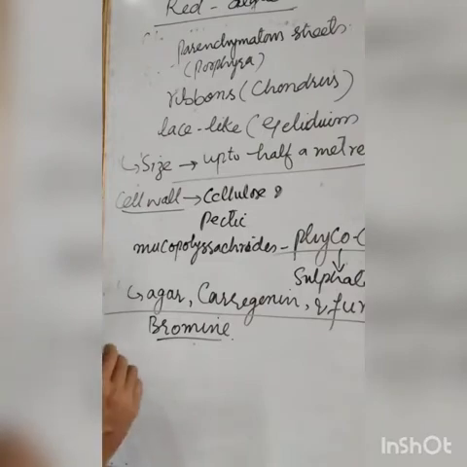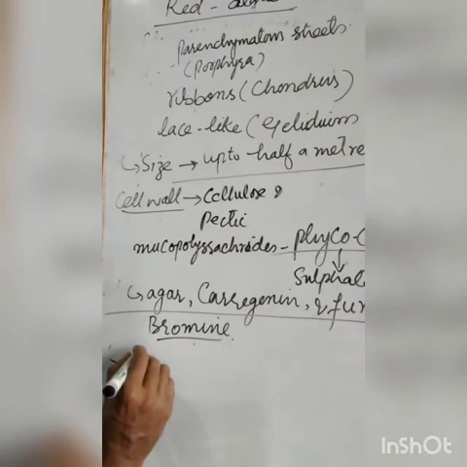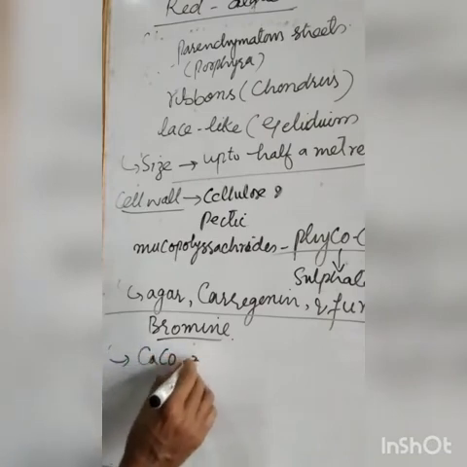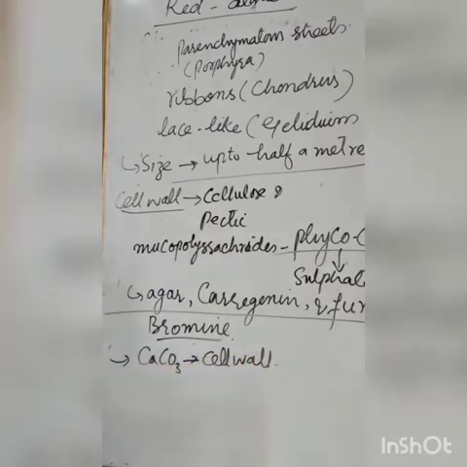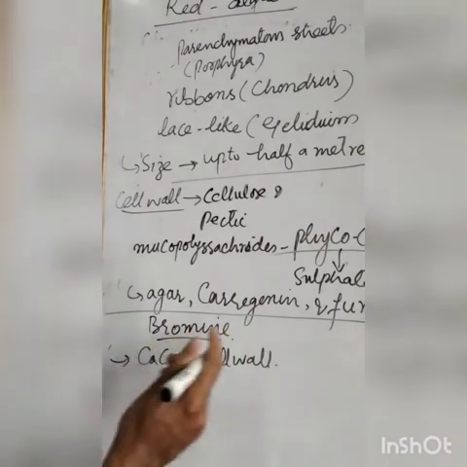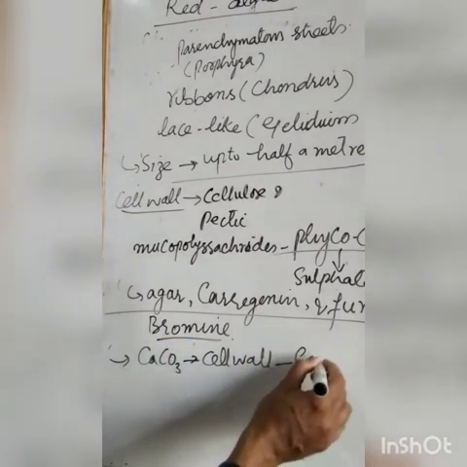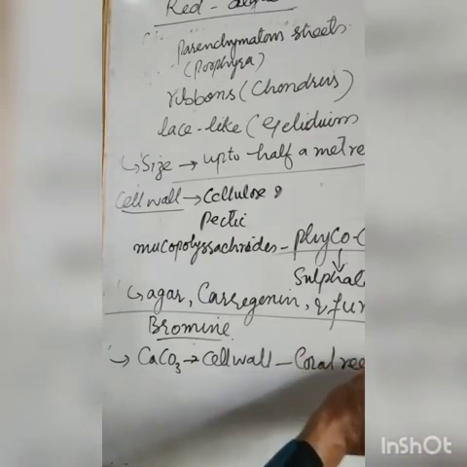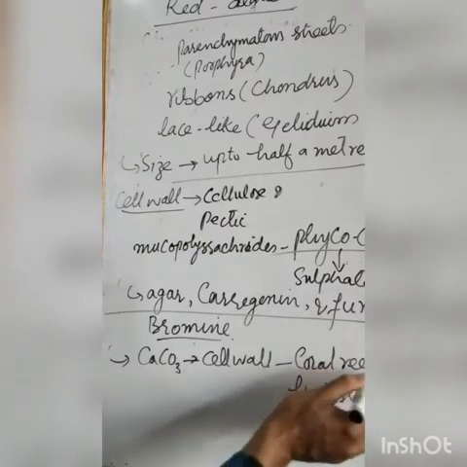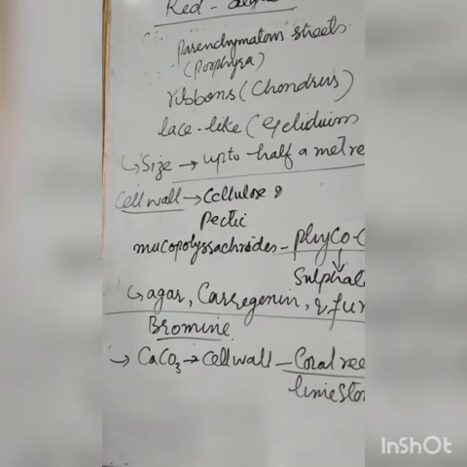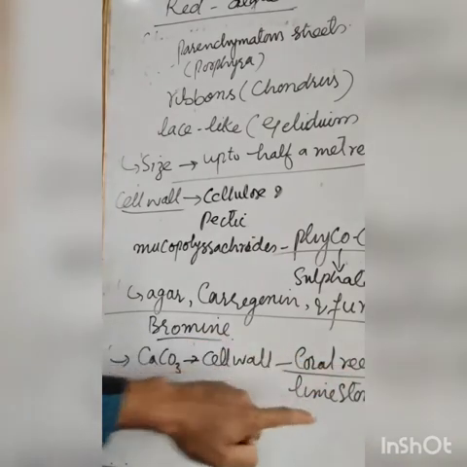Now, some of the red algae possess calcium carbonate associated with the cell wall, and this calcium carbonate helps in the formation of coral reefs and limestone. When it is deposited at the bottom of the oceans, it may help in the formation of coral reefs or limestones.